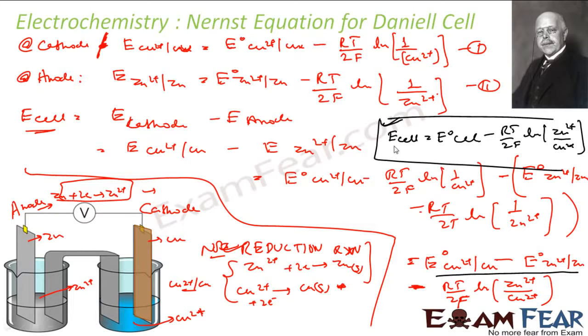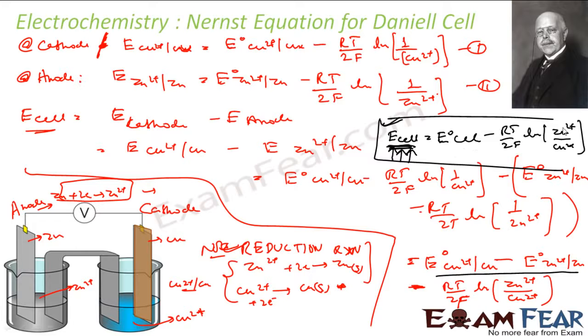It says that the electrode potential or EMF of a cell at any concentration is nothing but the EMF of a cell at standard potential minus RT by 2F ln of zinc concentration and copper concentration. That means the electrode potential of a cell at any concentration will depend on the zinc and copper concentration. If both are 1, then ln 1 becomes 0. This is not there, right? That means the E cell at that point becomes the standard electrode potential of the cell.